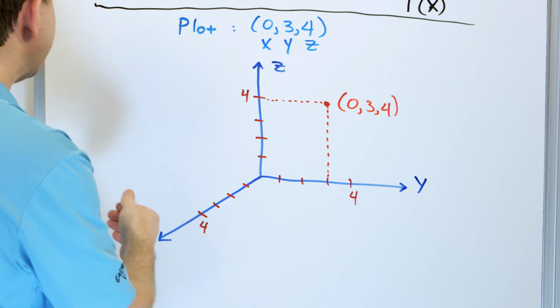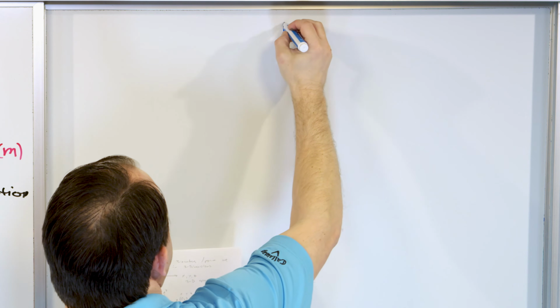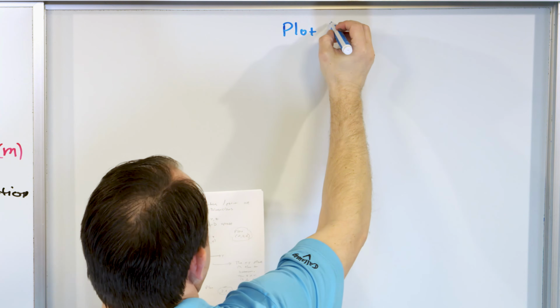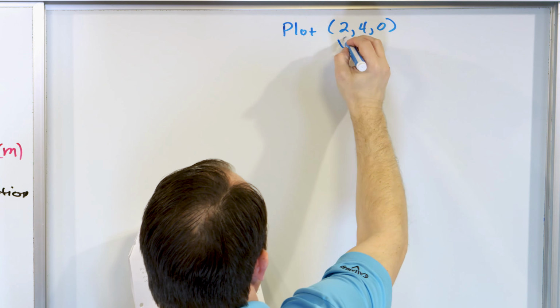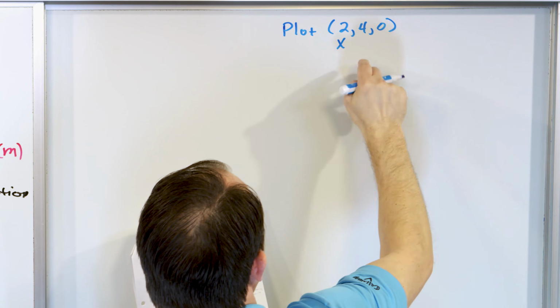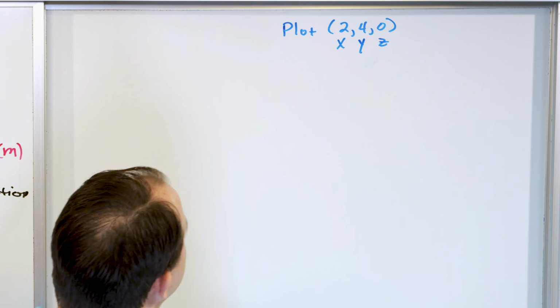Okay? Now we're going to get a little practice doing a few more of these. And they get kind of fun after a while. It's kind of interesting. It's doing something a little bit different. So let's plot the point 2, 4, 0. So x is 2, y is 4, and z is equal to 0. How do we do that?